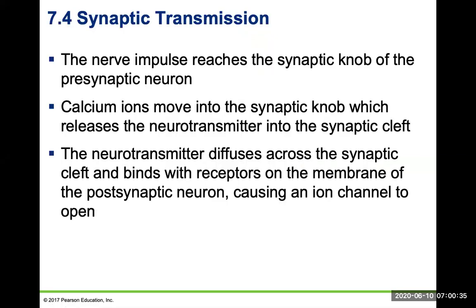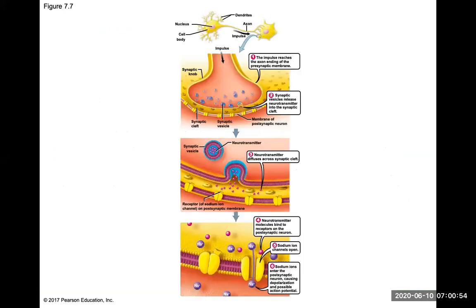The nerve impulse reaches the synaptic knob. Calcium ions move into the synaptic knob, which releases neurotransmitters into the synaptic cleft, that space. And the neurotransmitter will diffuse across that cleft, the space, and bind with receptors on the membrane of the postsynaptic neuron, causing an ion channel to open. You can see that is depicted here.